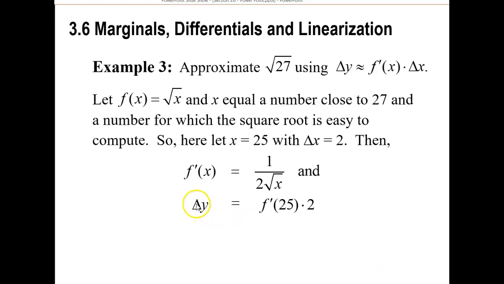All right, delta y is f prime of our x times our delta x. All right, so here's my f prime. Our x, we said was going to be 25, and then our delta x is 2. So plugging a 25 into here, this is 5 times 2. Actually, your 2's end up canceling here. And then this is 5 on the bottom, so 1/5 is 2/10 as a decimal. So delta y would be 0.2.